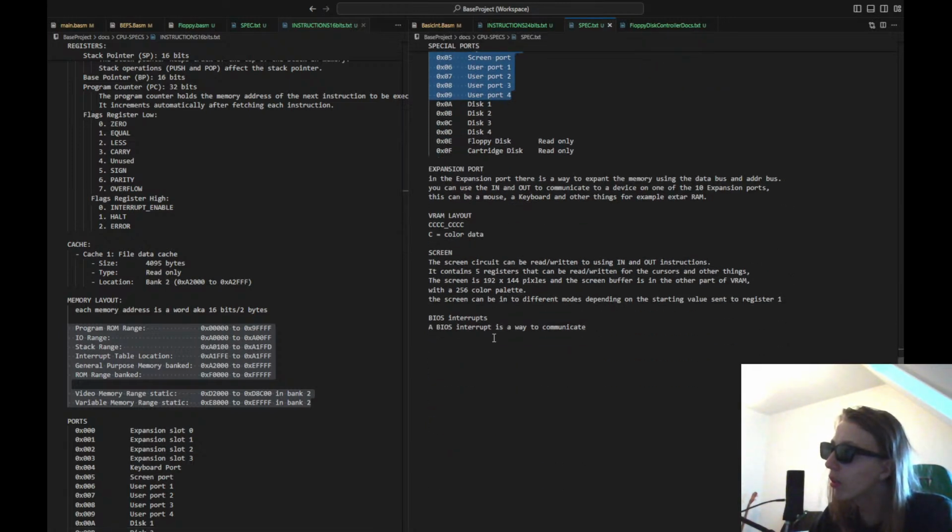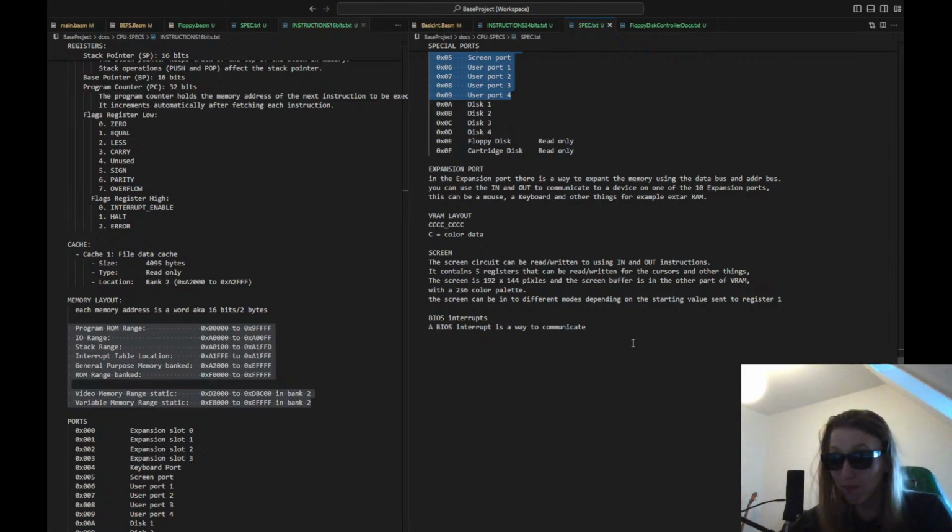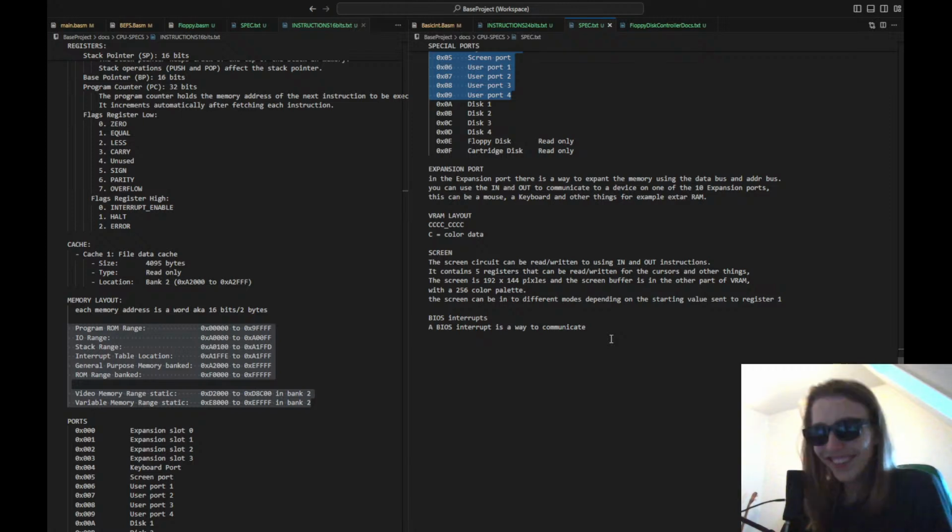BIOS interrupts. BIOS interrupt is a way to communicate. Wow. Really, I did not know. I'm right now roasting myself whilst I'm cleaning up my own mess. But I didn't actually know that a BIOS interrupt could communicate. Wow.